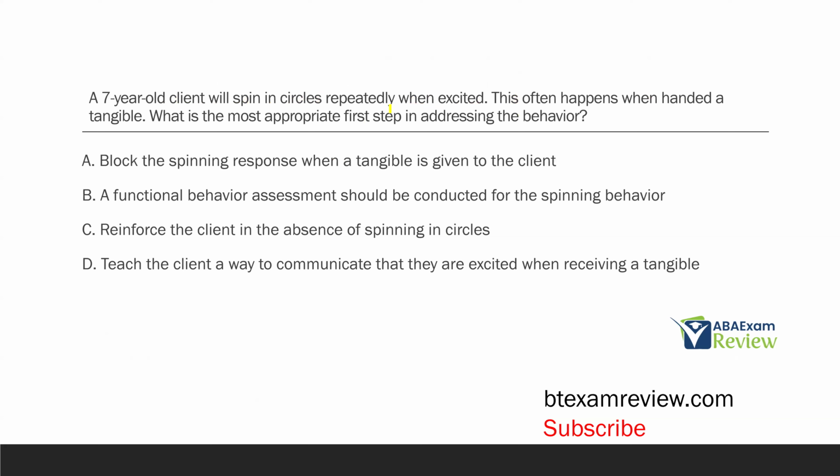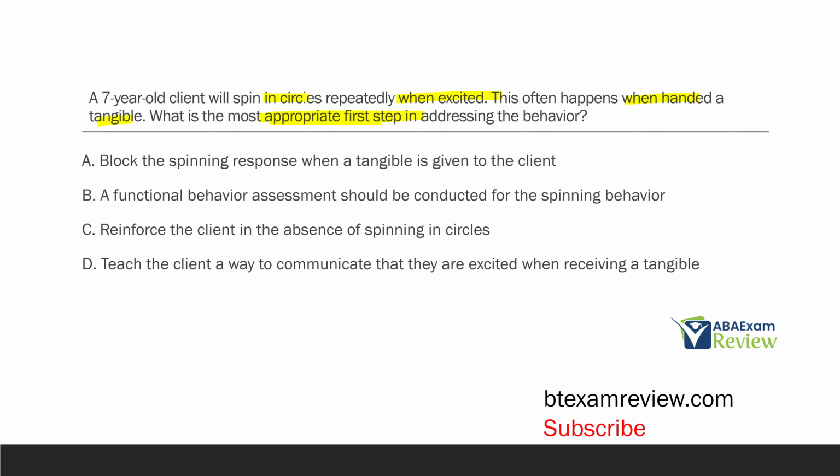A 7-year-old client will spin in circles repeatedly when excited. This often happens when handed a tangible. What is the most appropriate first step in addressing the behavior? All right, pretty simple question on the surface, but it requires a little analytic thought, and we have to slow down and make sure we're answering the question. The question is, what is the most appropriate first step in addressing the behavior? So we know so far, 7-year-old spins in circles when excited and often when handed a tangible. That's all we know. We're not saying the function is anything. We're not saying anything about the behavior. It's just simply a description of what happens.